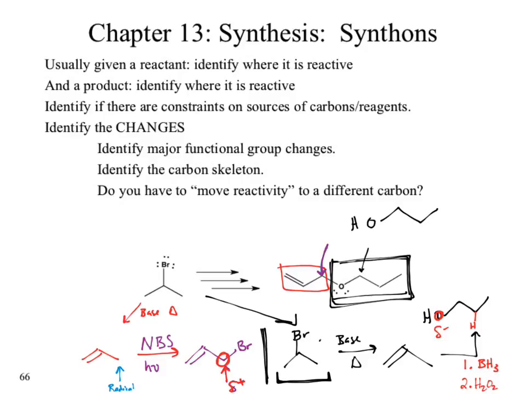Do I have a good leaving group? And if so, where is it? The bromine is a great leaving group. Why do I not look at the oxygen as a leaving group? Okay, for a couple reasons. One, I need it. It's in my product, so it better not leave.